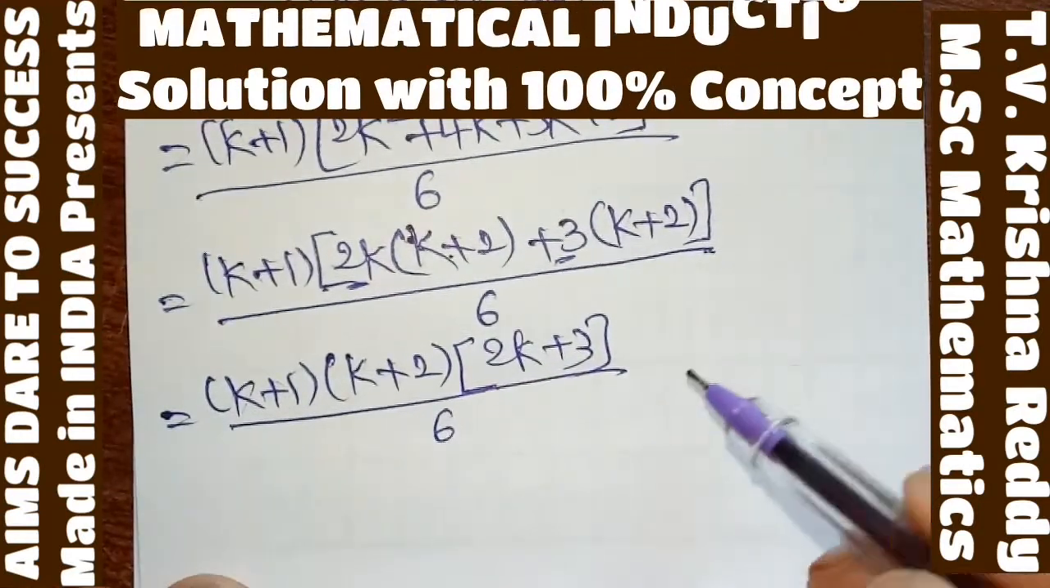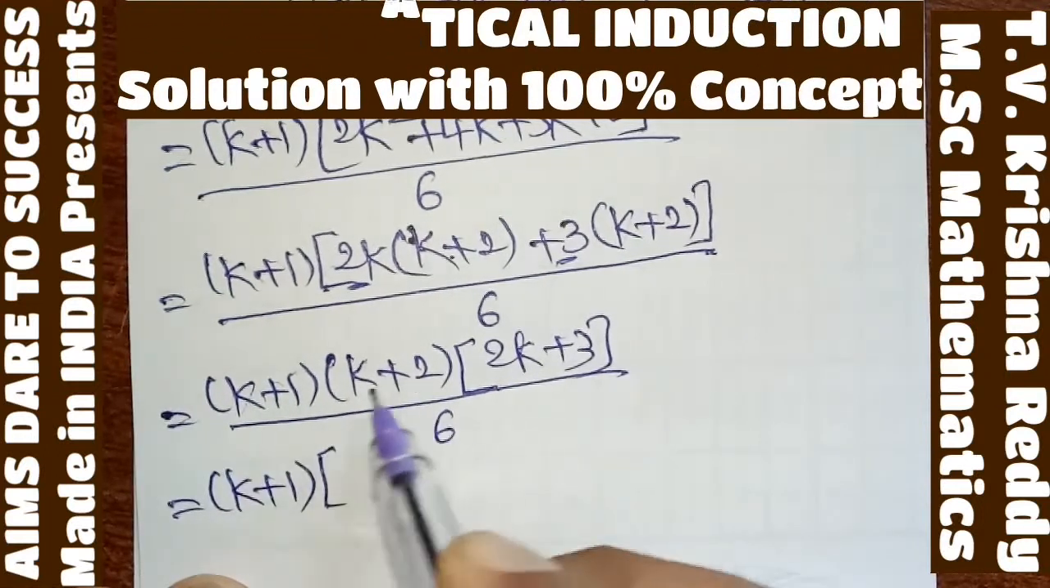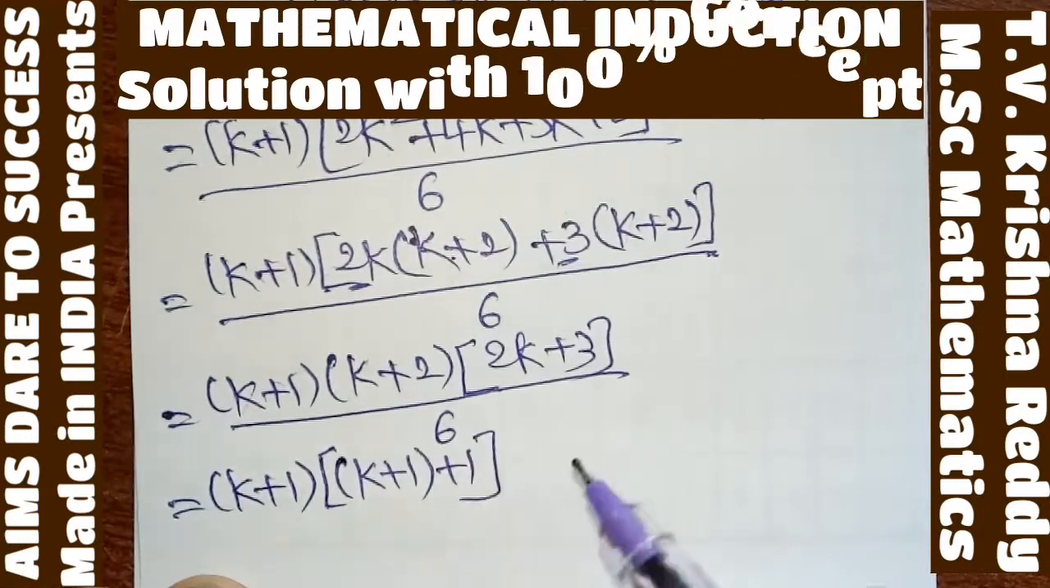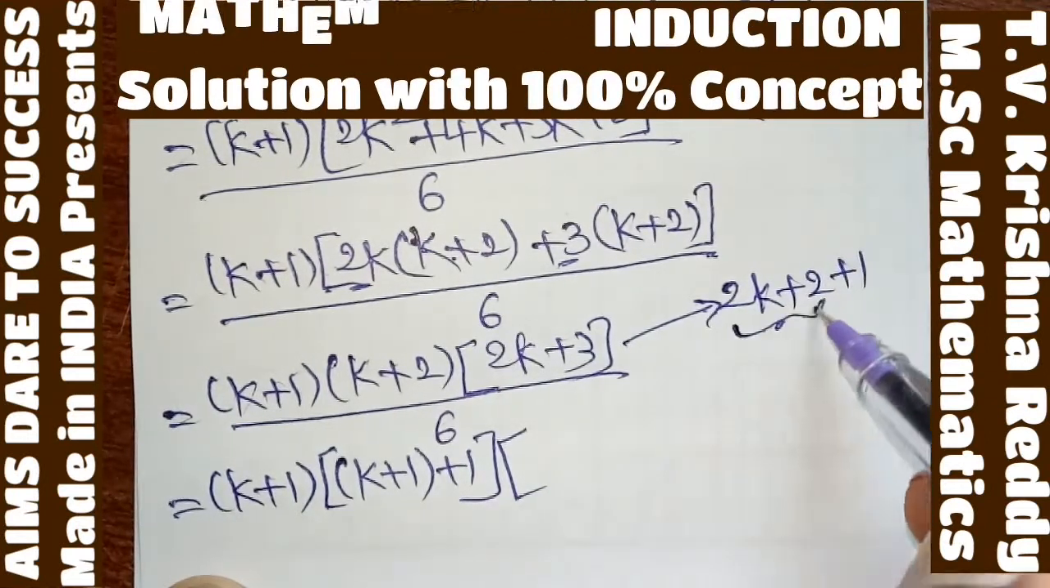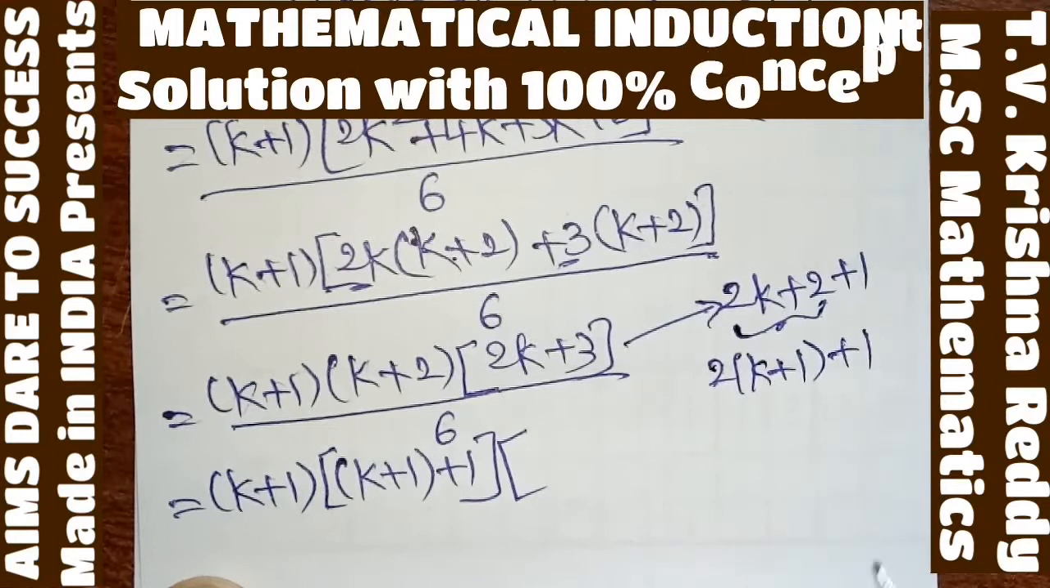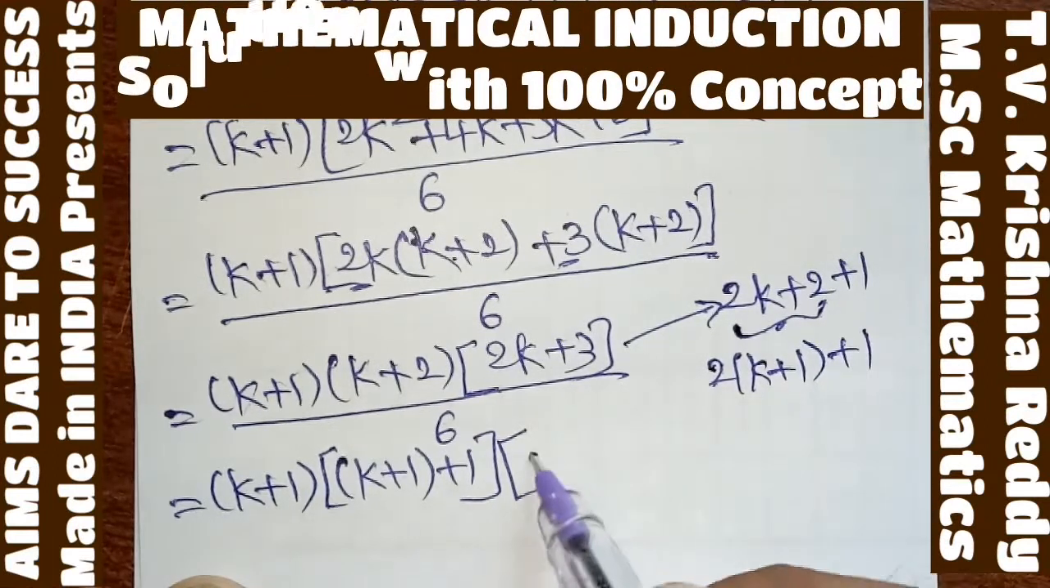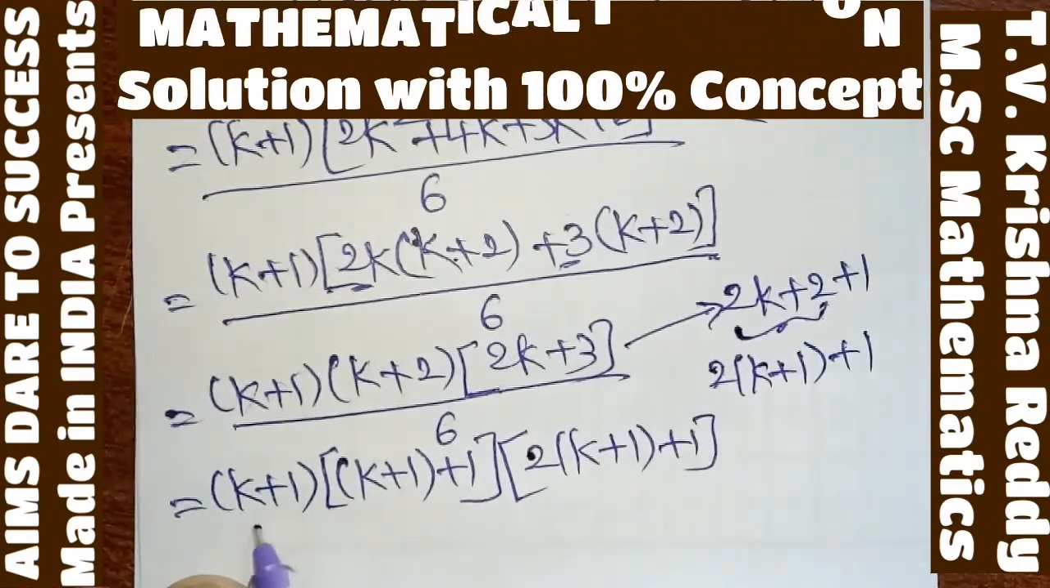So here I wanted to write k plus 1 into this k plus 2 as k plus 1 plus 1. After that 2k plus 3. I wanted to write 2k plus 3 as 2k plus 2 plus 1. From these two values, taking 2 common, remaining value k plus 1 plus 1. So 2k plus 3 is 2 into k plus 1 plus 1, divided by 6.